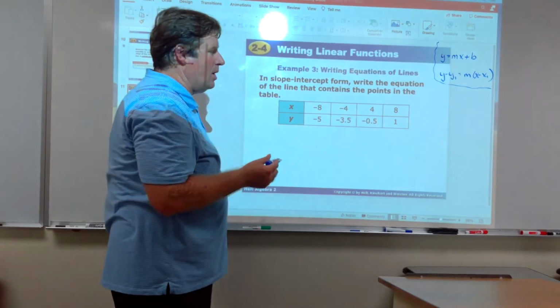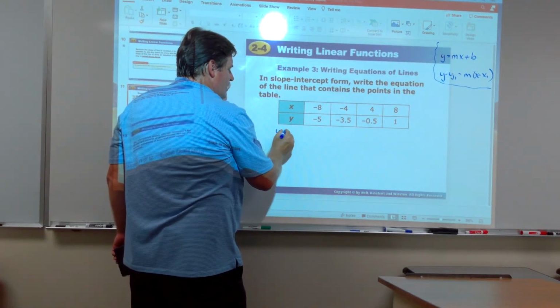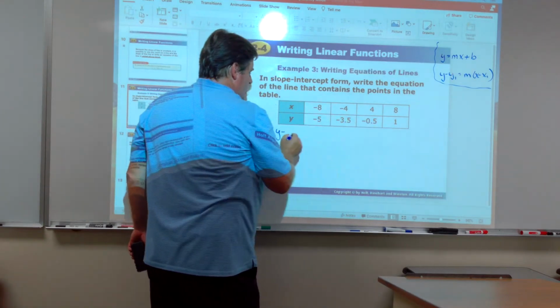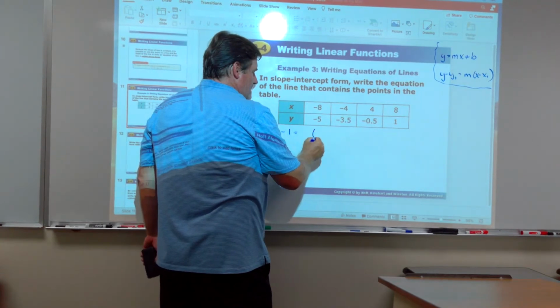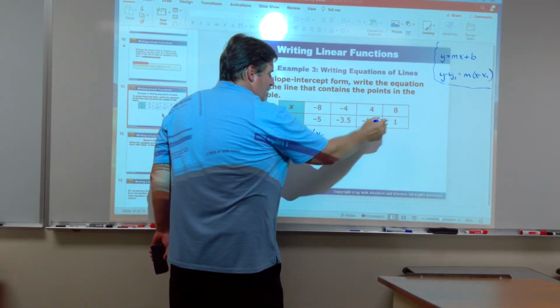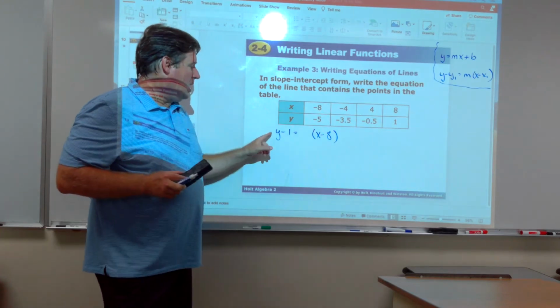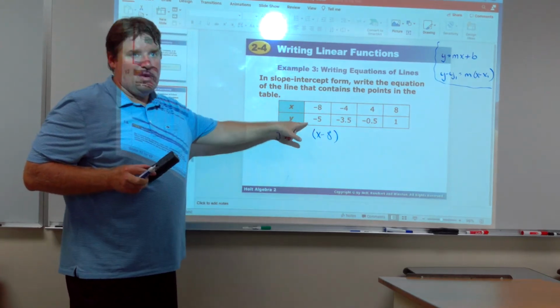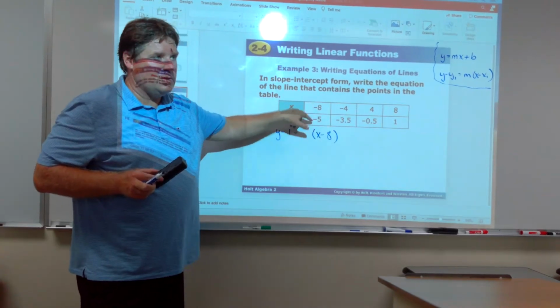You can choose any one you want to, but using point-slope form, what we would do is we go y minus the y coordinate, which is 1, equals the slope. I'll come back to that in a second. And we're going to go x minus the x coordinate, which is 8. Now again, we could have done y minus a negative 5, which would be y plus 5, and then x minus a negative 8, which would be x plus 8.